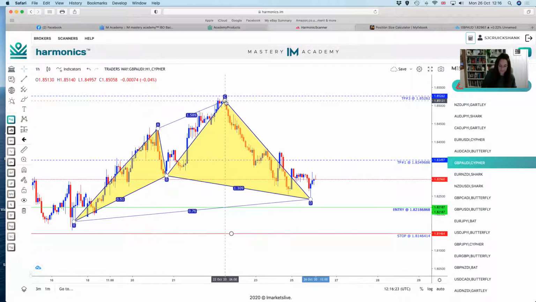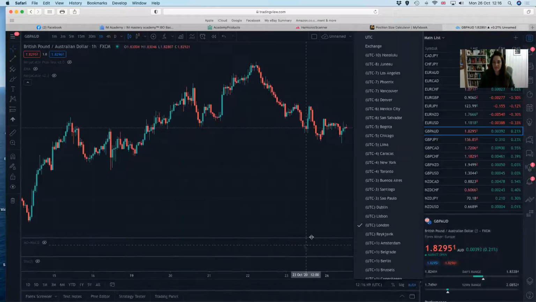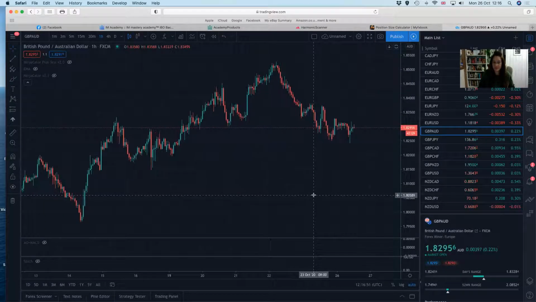My C is on the 22nd of October at 6 a.m. and my D is on the 26th of October at 9 a.m. Now, that is as technical as I've done. Can you just see I've literally written down the times and dates? So what I then do is go over to my TradingView and I find those points.